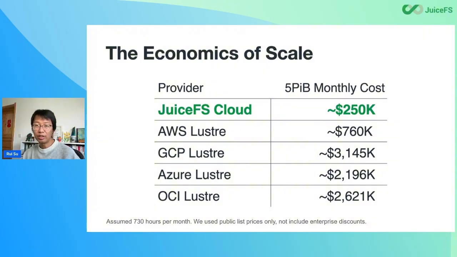JuiceFS Cloud is around 215,000 per month, and AWS Lustre is more than 3 times, and GCP Lustre is more than 3.1 million per month. It is about 10 times the cost. Azure Lustre is close to 2.2 million per month, and OCI is also 2.6 million.